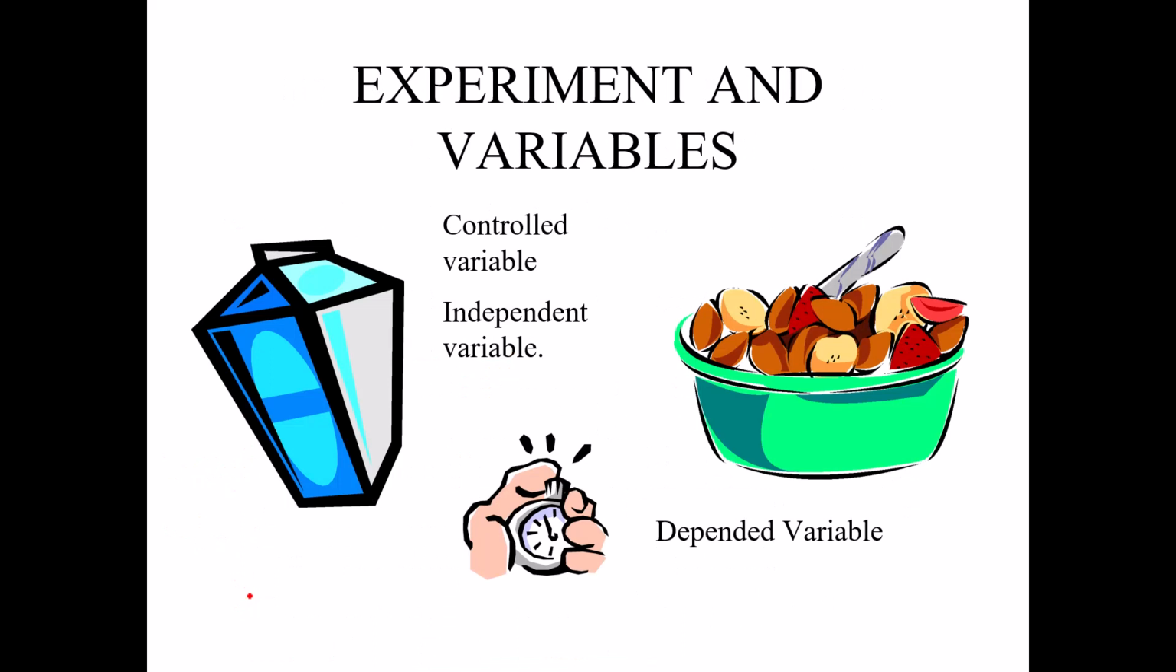So experimental variables, we have control. Here our bowl size is the same. So bowl, milk. Independent variable, types of cereal. So what's our dependent variable here? How long it takes to get soggy.